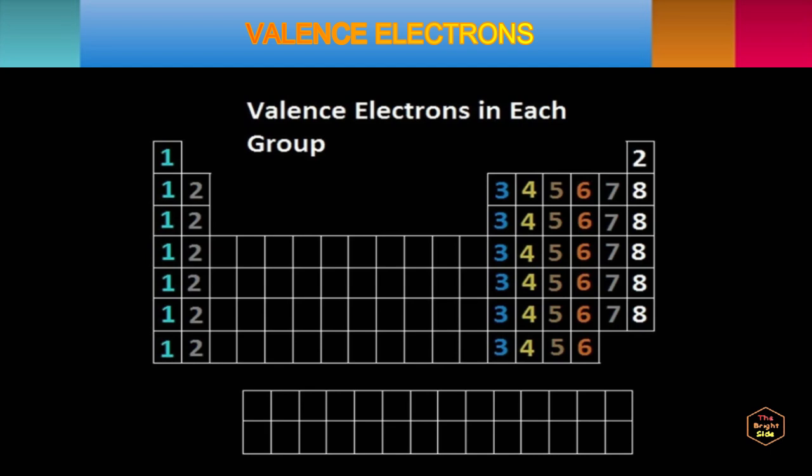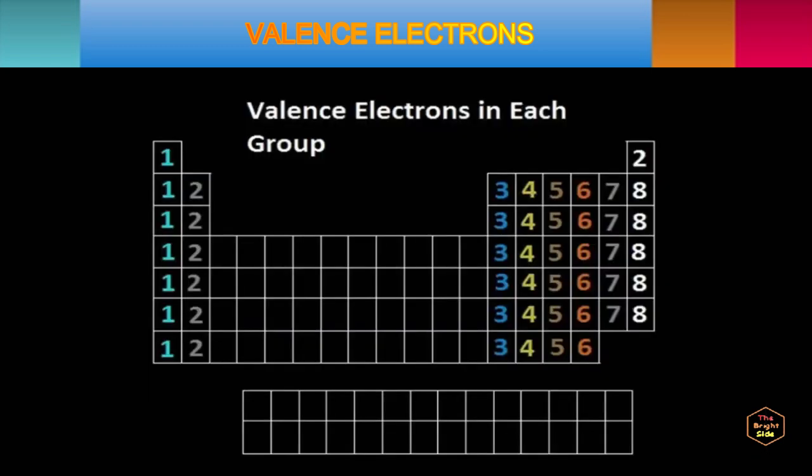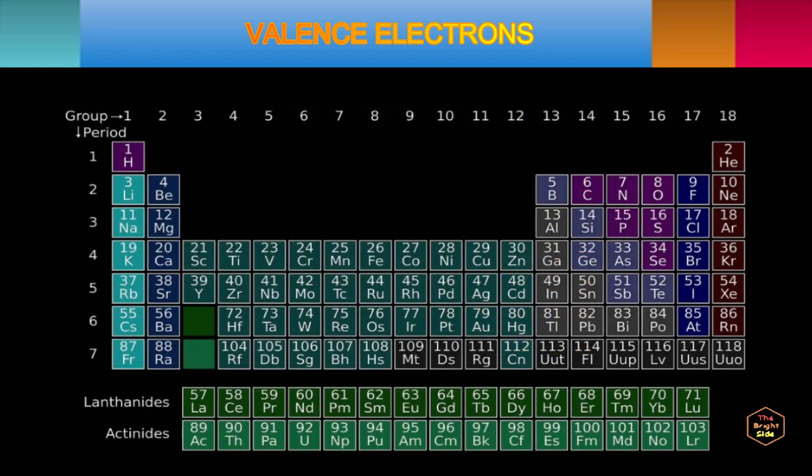The halogens have 7, and the noble gases have 8, except for helium, which only has 2, because its outer shell can only hold 2 valence electrons. The pattern's pretty simple. Here's another way to look at it. Here's a table summarizing the number of valence electrons, but the easiest way is to just remember how to do it by looking at the periodic table.